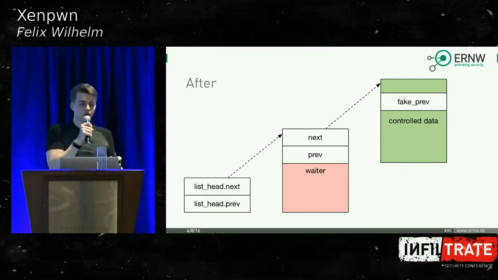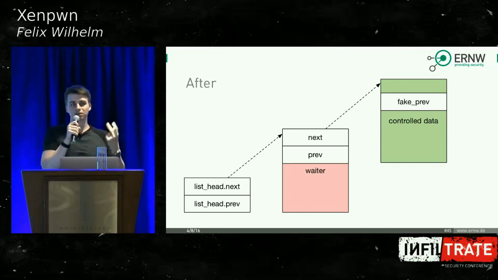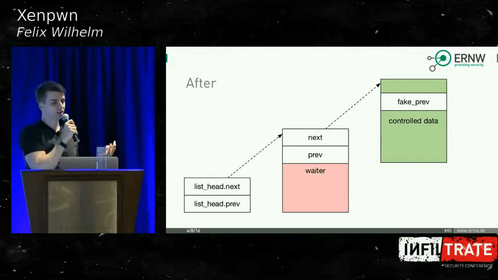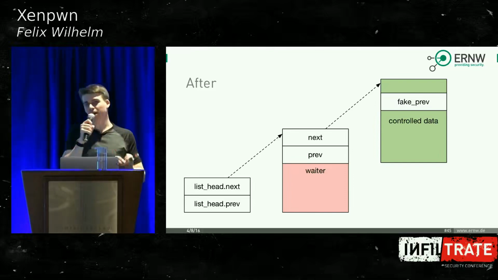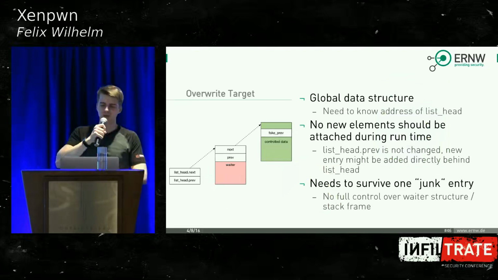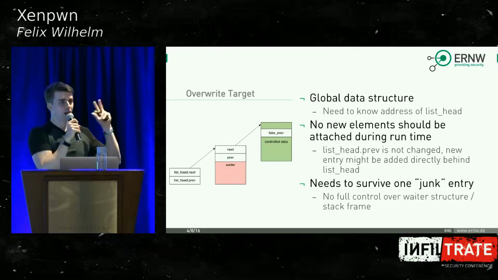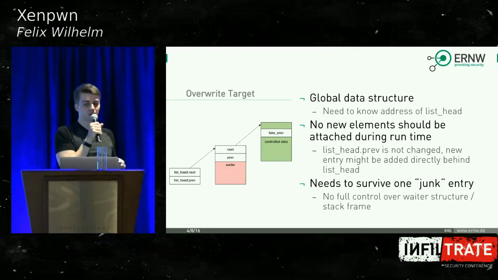It's important to know that we don't really control the data stored in this waiter structure. So we have a linked list, but it still contains one junk entry, which might be a problem in many cases. So we need to find a good override target that has to fulfill some prerequisites.